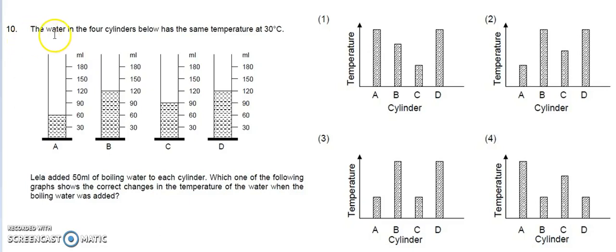Question 10. The water in 4 cylinders below has the same temperature at 30 degrees Celsius. So you can see here A, B, C and D. They all have the same temperature, but what is different is the volume. The first one has 60 mils, second one is 120 mils, third one is 90 mils, the fourth is the same as B. So B and D are the same with 120 mils.